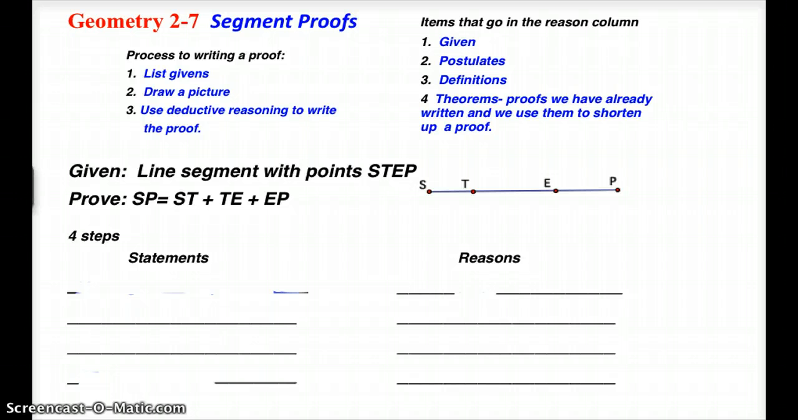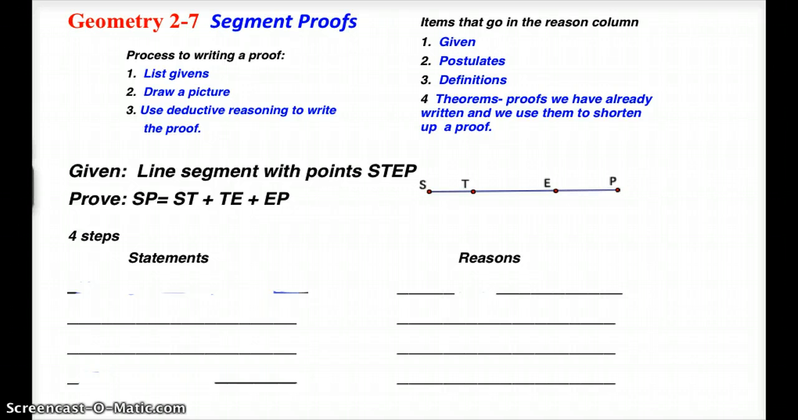We're given a line segment with points S, T, E, P, and we need to prove SP equals ST plus TE plus EP. Now, at this point, some kids might be saying, well, that's just segment addition postulate. Segment addition postulate says adding two pieces together to equal the whole entire line. This one has three, so we do have to write a proof for this.